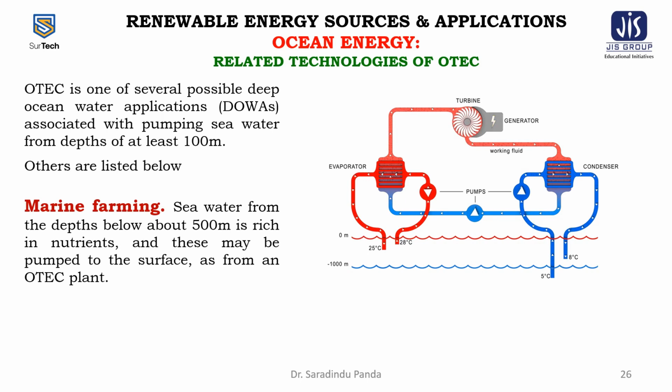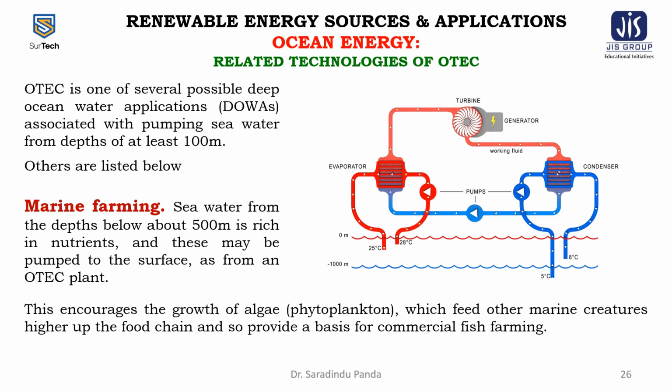Others are listed below. The marine farming: seawater from the depths below about 500 meters is rich in nutrients and these may be pumped to the surface as from an OTEC plant. This encourages the growth of the algae that is called the phytoplankton, which feed other marine life higher up the food chain and so provide a basis for commercial fish farming.